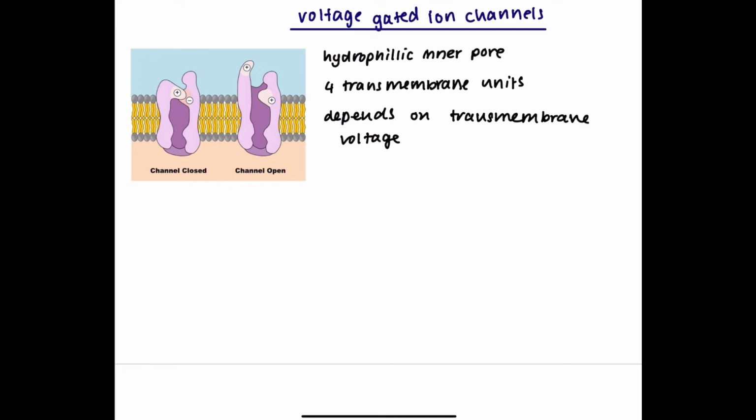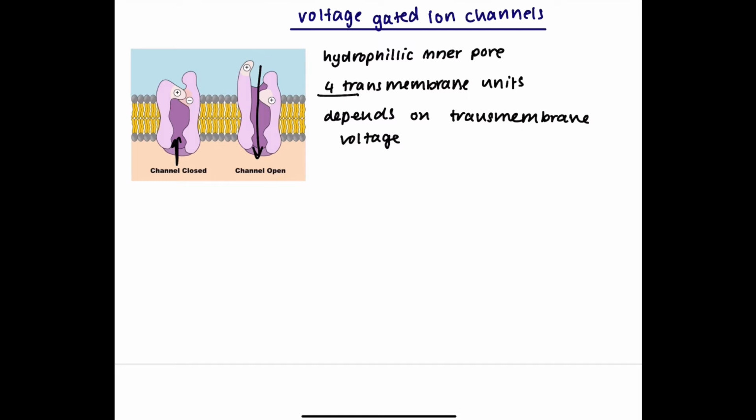So here we have the last one, voltage-gated ion channels. They're basically integral proteins with a hydrophilic inner pore, which is this area right here. In this case, we're looking at potassium channels, so potassium ions may be transported through the channel. The channel is comprised of 4 transmembrane units, but the inner pore acts as a selective filter because it's the narrowest region, and it'll restrict alternate ions from passing through.